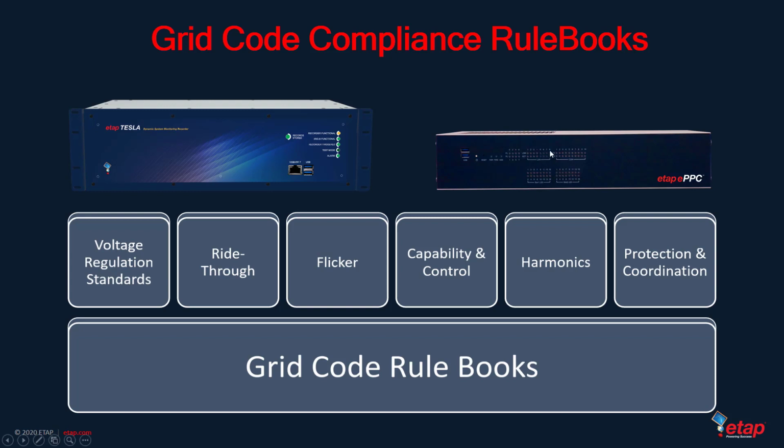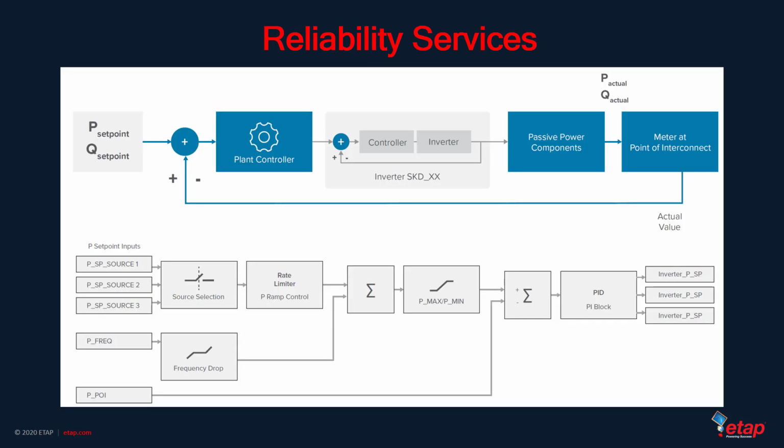Both ETAP power plant controller as well as the dynamic system monitoring recorder have access to the grid code rulebooks that include voltage and frequency ride-through, real and reactive power capability and control, islanded operation, emergency operation, and more. Now, we mentioned earlier that an optimal PV plant appears to the grid as a single unified source of power while maximizing active power output and providing grid support.